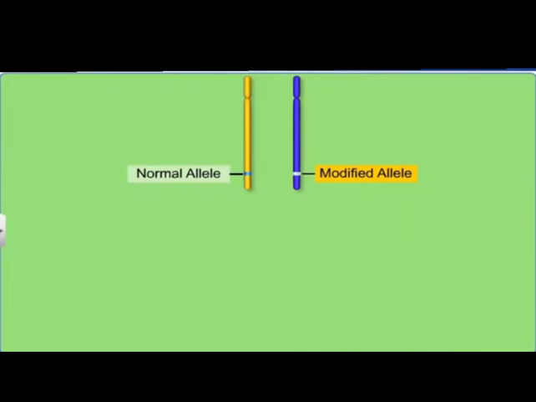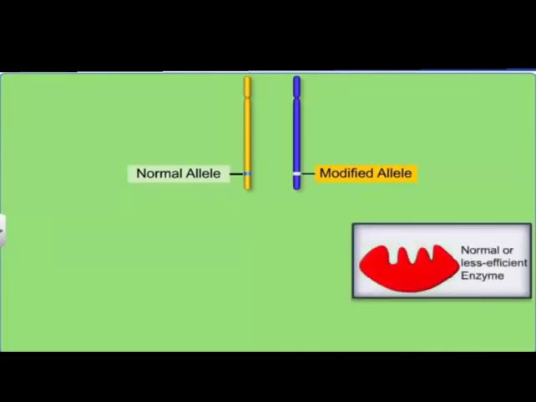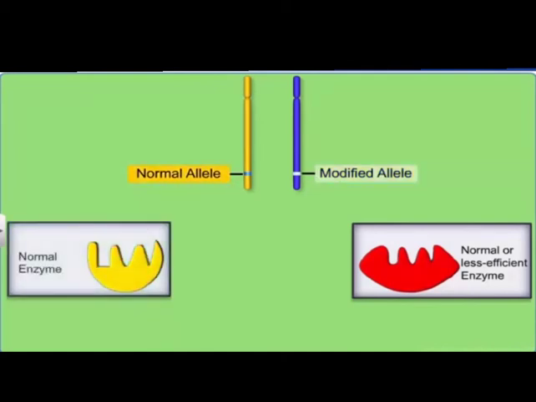If the modified allele produces a normal or a less efficient enzyme, we can say that the modified allele is equivalent to the normal or unmodified allele. That is, the modified allele will produce the same phenotypic trait, or in other words, it will bring about the transformation of the substrate S. Such equivalent allele pairs are quite common.